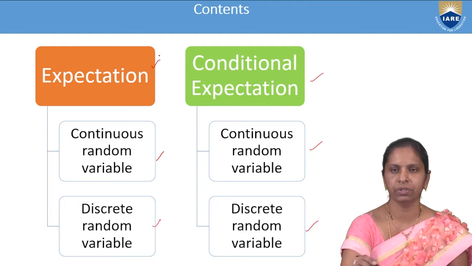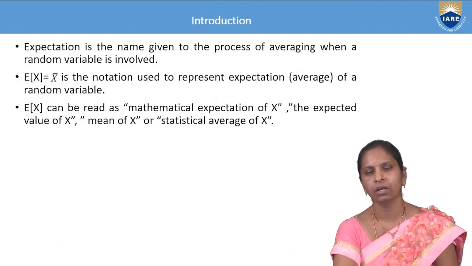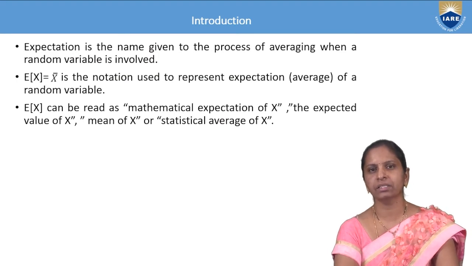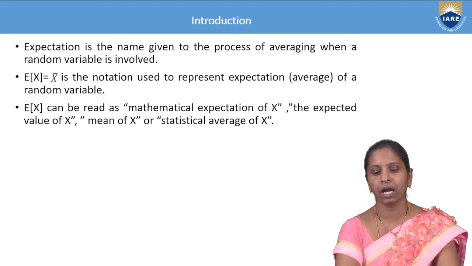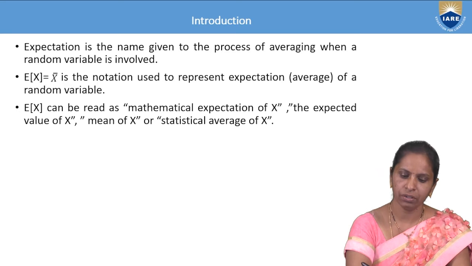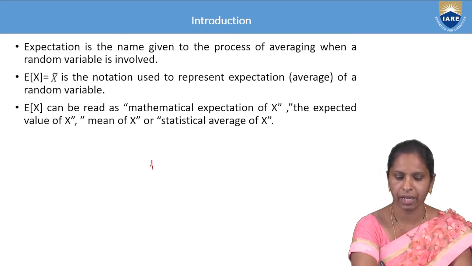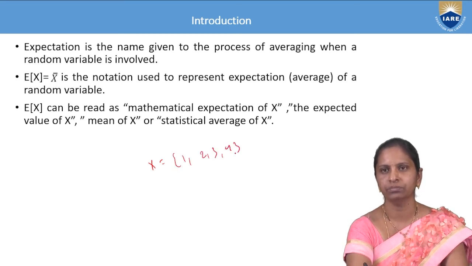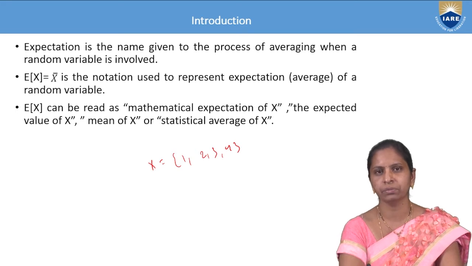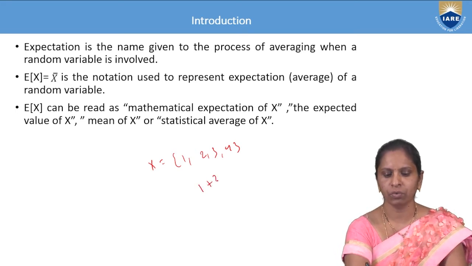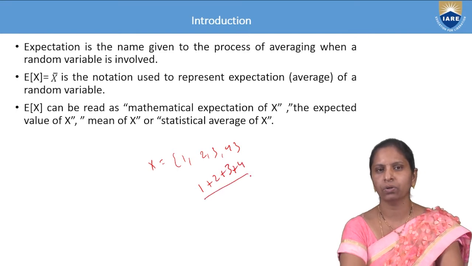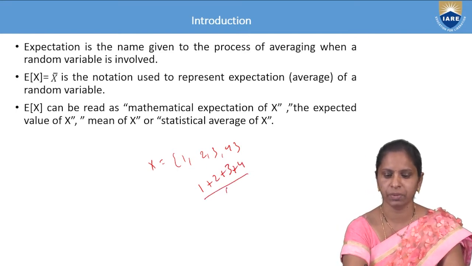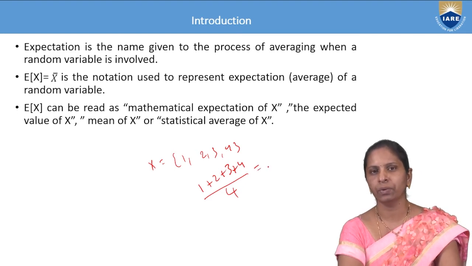So first, you'll see the definition of expectation. So what is expectation? Expectation is a name given to the process of averaging when a random variable is involved. It means, for example, you're having a variable x, and the variable x consists of the values like 1, 2, 3, 4, and you want to calculate the average of this value. Then how do you calculate? The sum of all the values by total number of elements. How many elements you are having here? 4 elements. So this gives the average or the mean of this variable x.